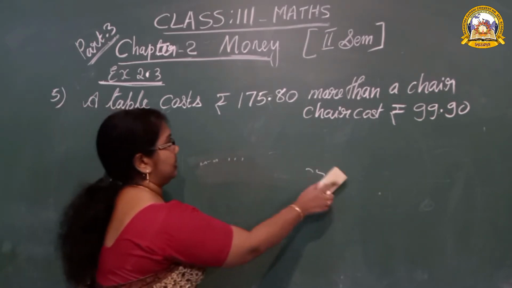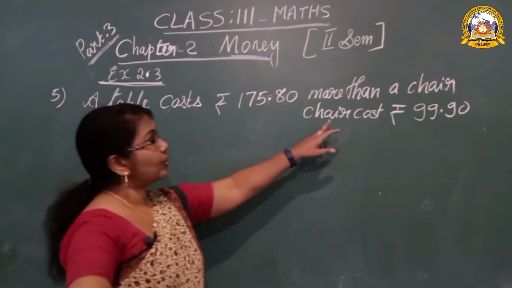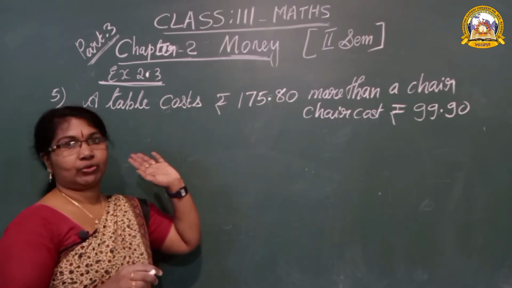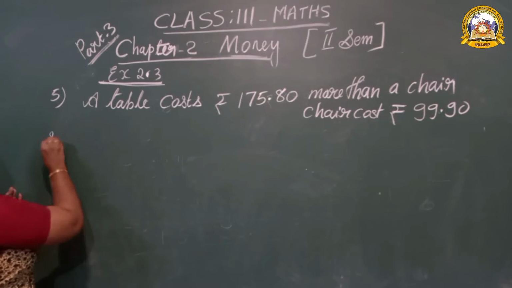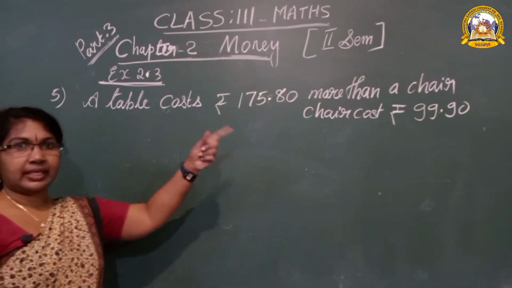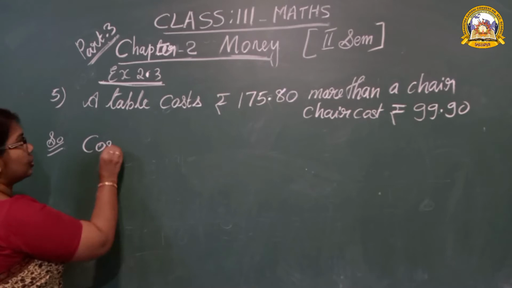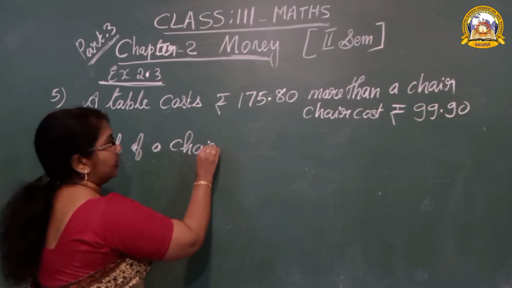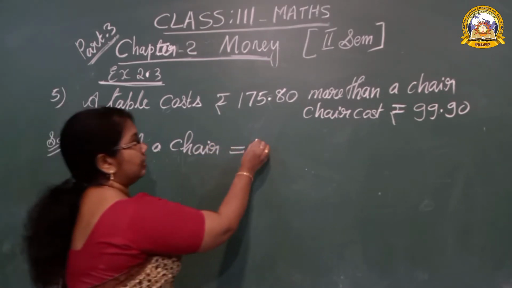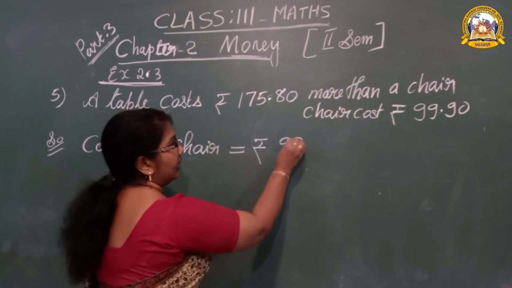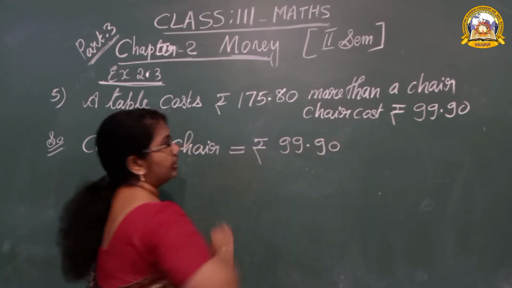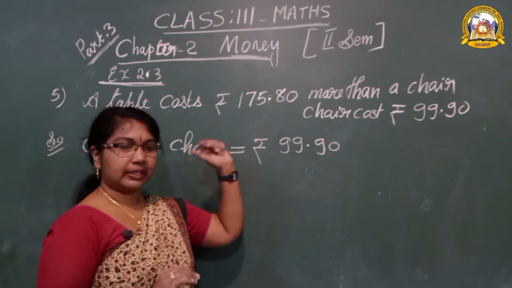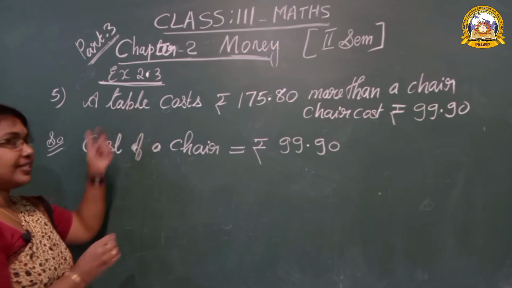We have to plus. Here the chair cost is given, and the table cost is more than the chair cost. So, what is the first step? Cost of a chair, equals rupees 99.90. What is the cost of the chair? 99 rupees 90 paisa. Then what is the second step?